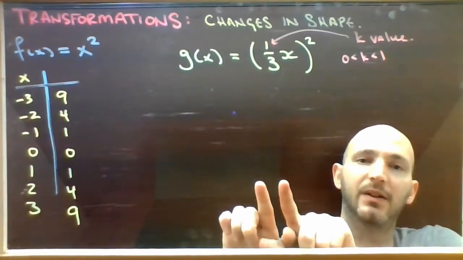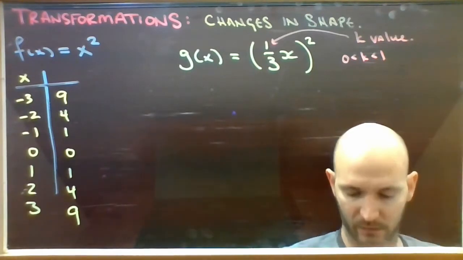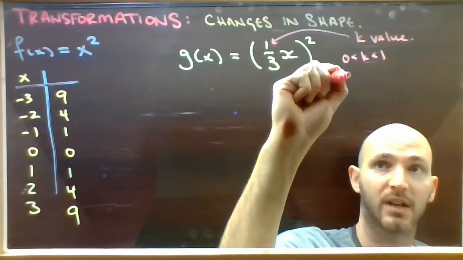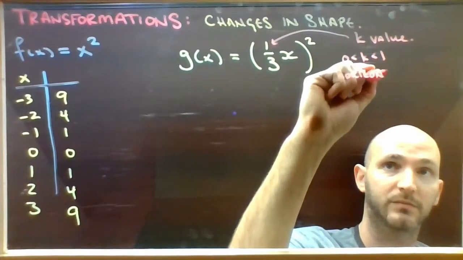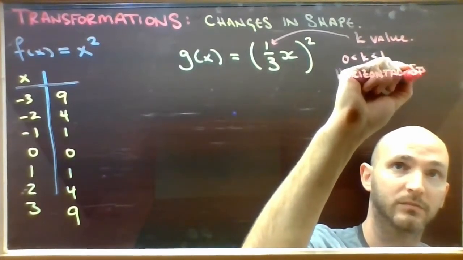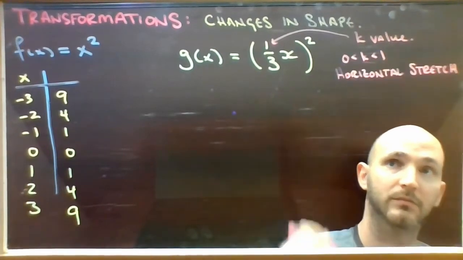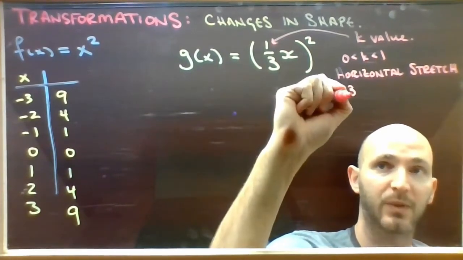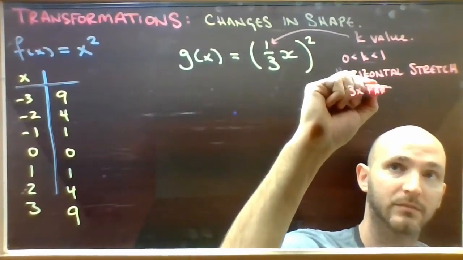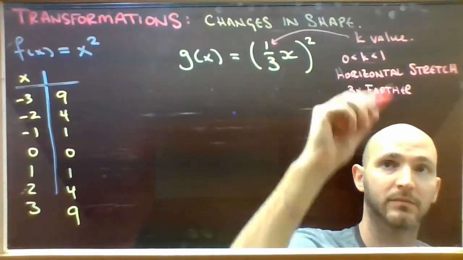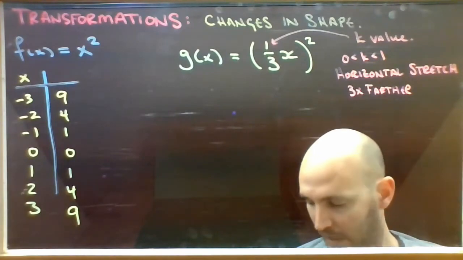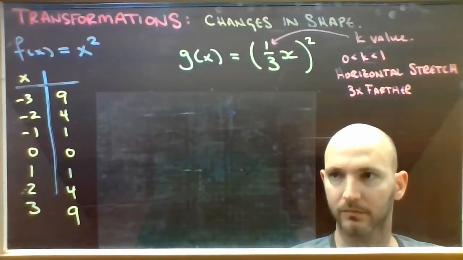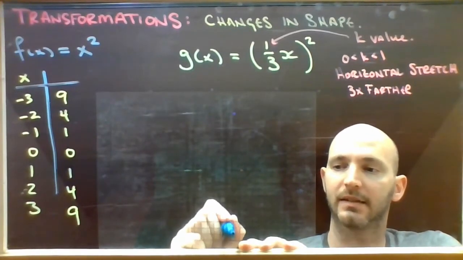So I'm taking those values, those dots, and I'm pushing them out from the axis. So if I have a k value that looks like that, this will be a horizontal stretch. And for a k value of 1/3, it means that they will be 3 times farther from the axis. So I'm going to grab my grid then. Put on my untranslated axis.